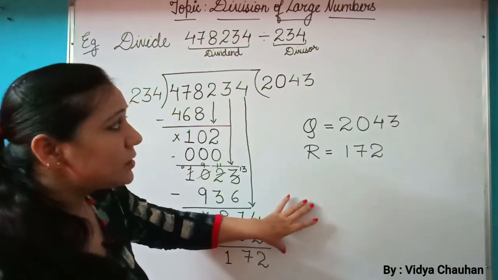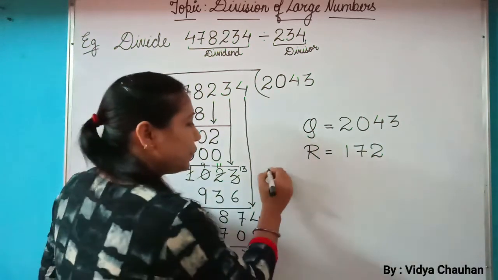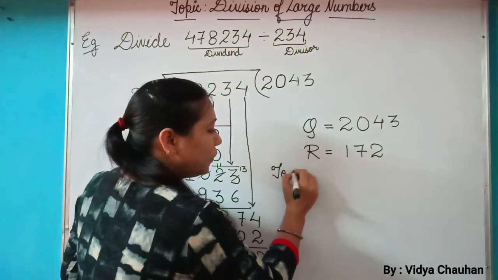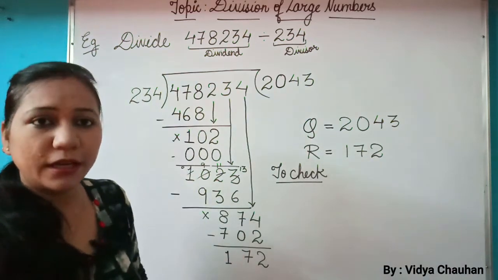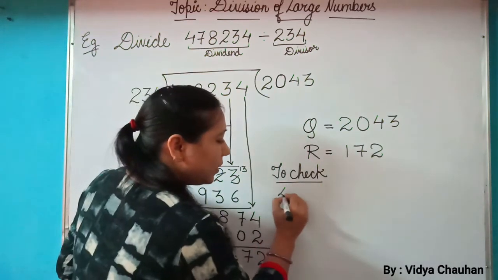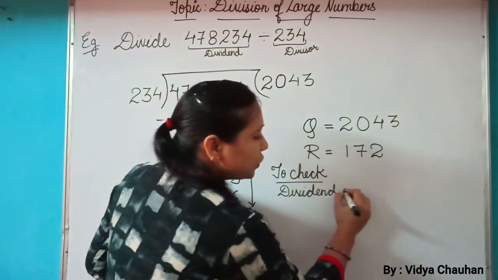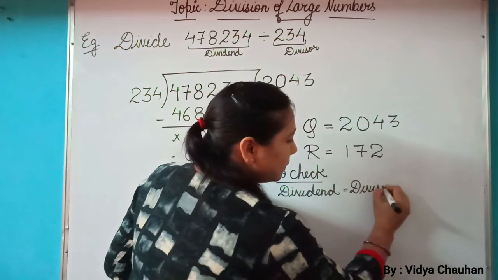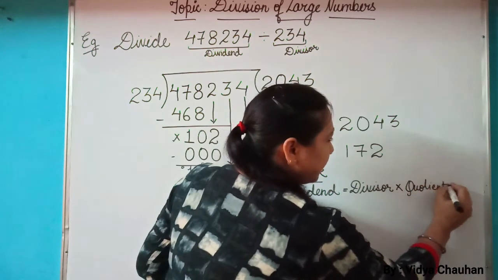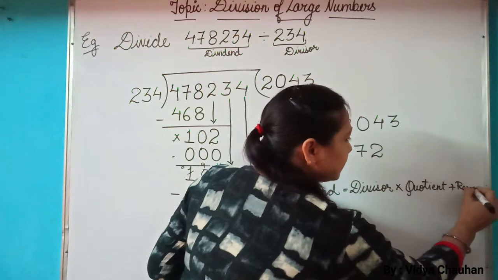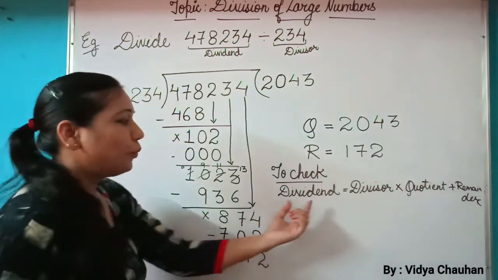Now, if it is being asked, or if you want to cross check your division, you can cross check also. So now let me tell you the procedure to check whether you have done the division correctly or not. To check, the formula is dividend is equal to divisor multiplied by quotient plus remainder. So now what is our dividend?